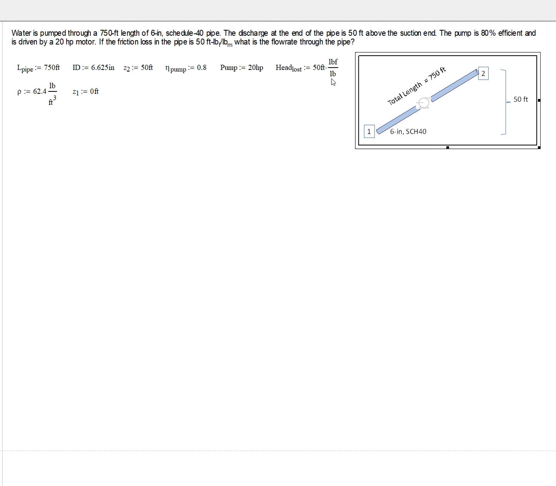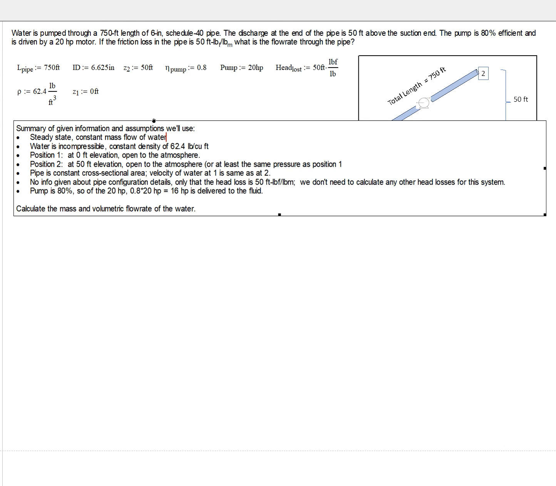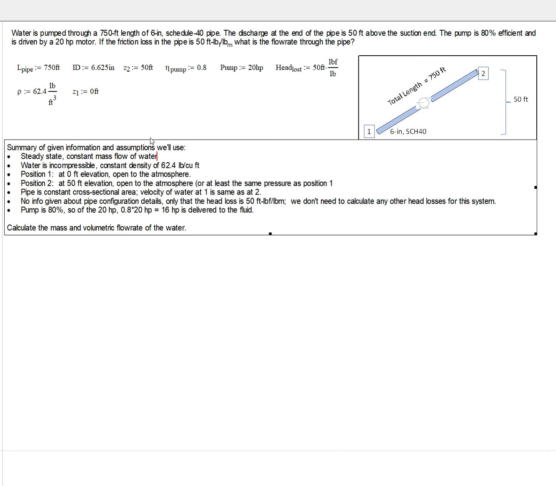Our head losses, notice our head loss is given. This is not the units that we're used to seeing for head. They were a little more explicit maybe than what we needed to be, but this is foot-pounds force per pound mass. For water, we're using a nominal density of 62.4 pounds per cubic foot, and then I'm setting our datum, our reference level at position 1, which is going to be 0 feet.